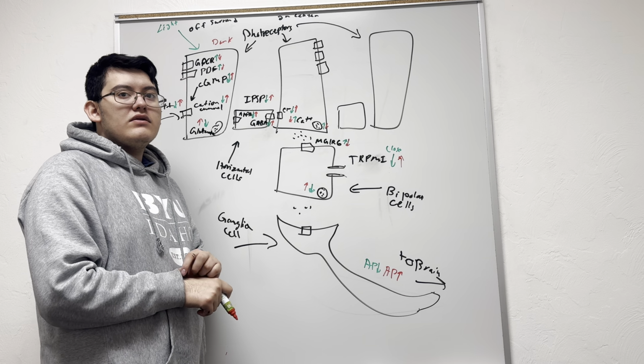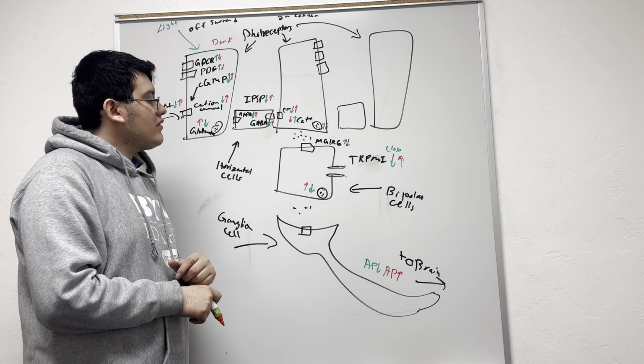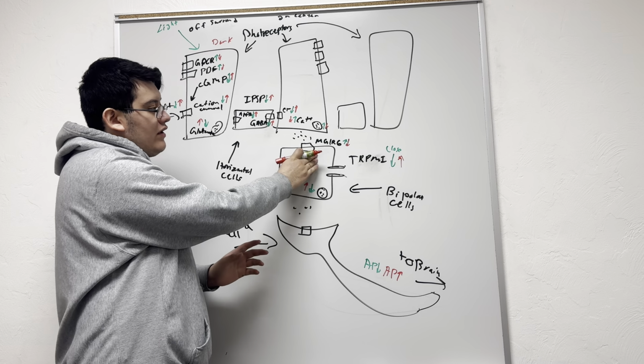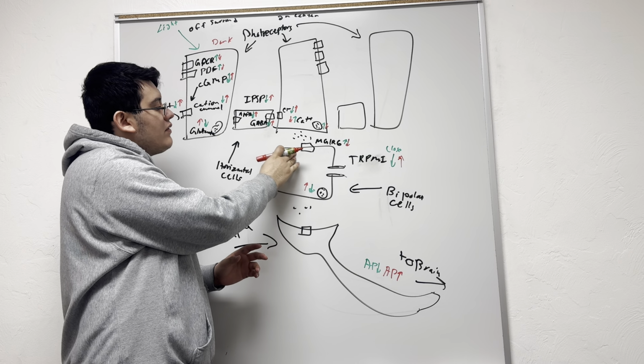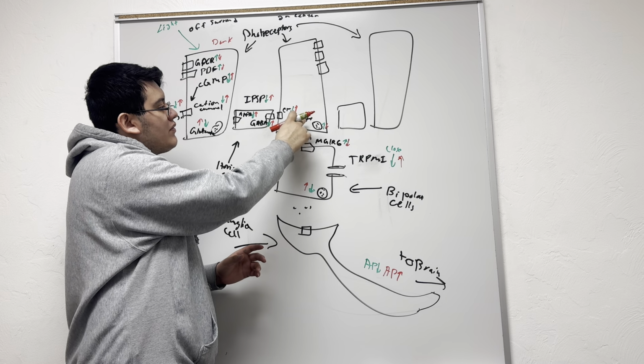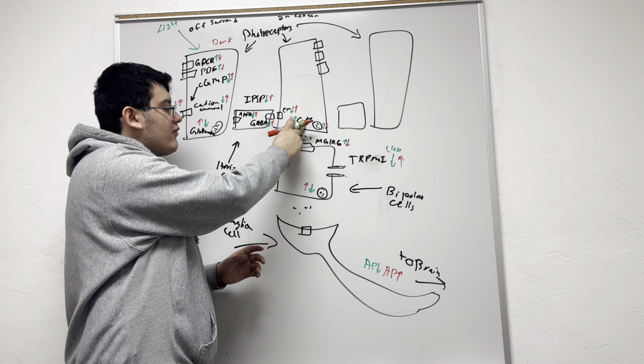Where is the postsynaptic side of the bipolar cell? The postsynaptic side of the bipolar cell is here, in this area right here. It's where it receives the neurotransmitters coming from the presynaptic photoreceptor cell.